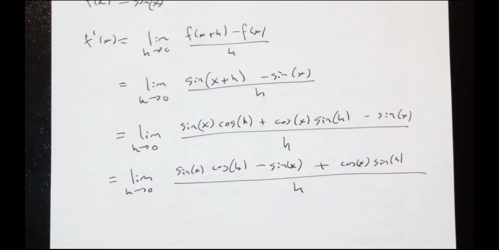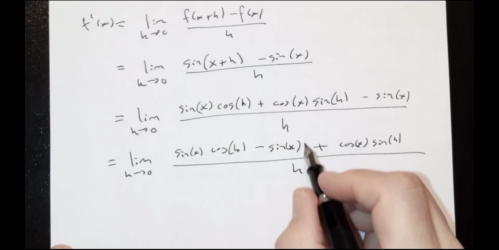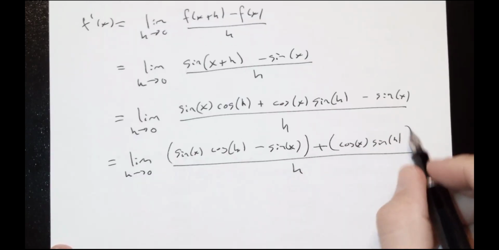The rest of my work from here on out is going to deal with trying to rearrange and figure out what this limit works out to. I'm adding. I've got pieces that have sine plus a piece that doesn't have a sine of x, it only has a cosine of x. Let's split this, since I'm adding, into two separate pieces. I'm going to break it like that.